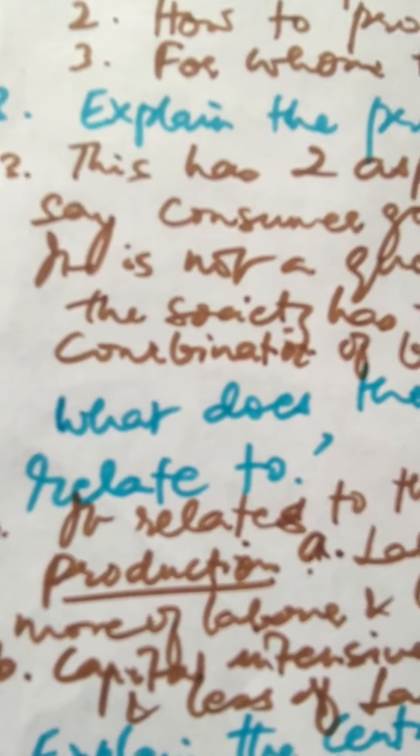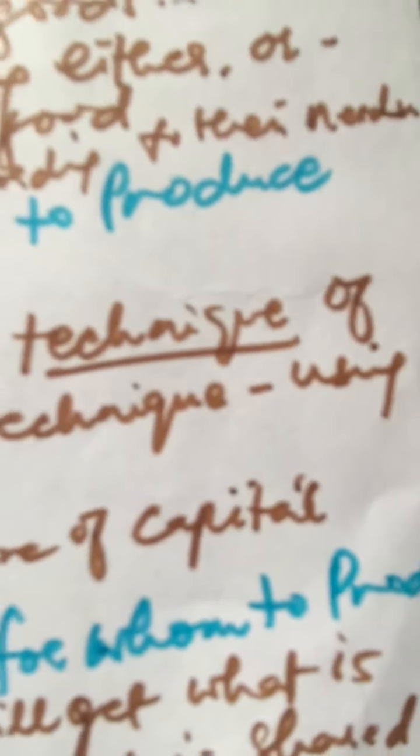Then the fourth question is, what does the problem of how to produce relate to? It relates to the selection of techniques of production. For example, A, labor intensive technique, using more of labor and less of capital. And second is the capital intensive technique, more of capital and less of labor.